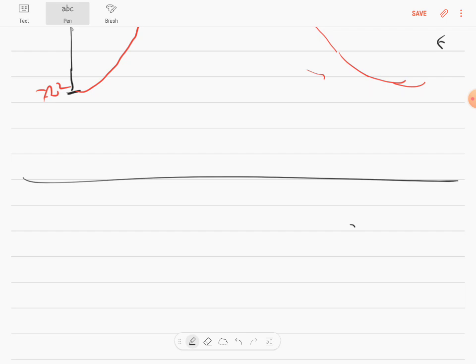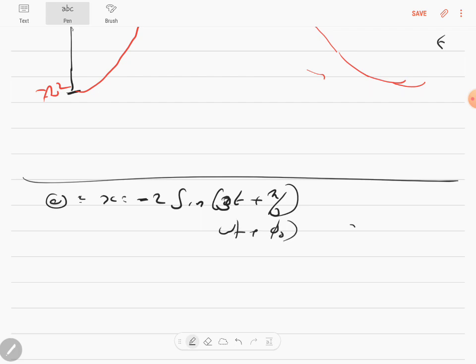Okay, so let's look at this question. x is equal to minus 2 sin (3t plus pi by 3). Pi by 3 means 60 degrees. Yes. Okay. This will be omega t plus phi naught, so we convert it. Correct? Yes. You don't want it as sine.